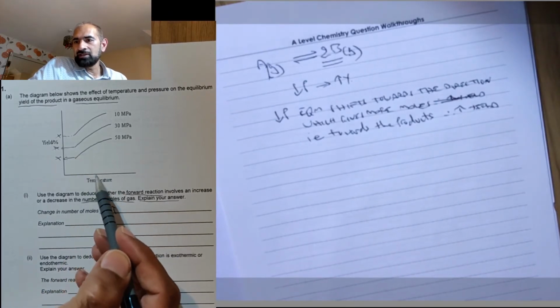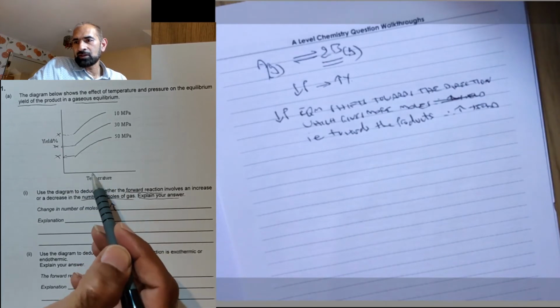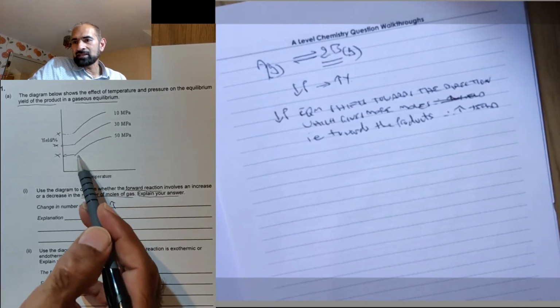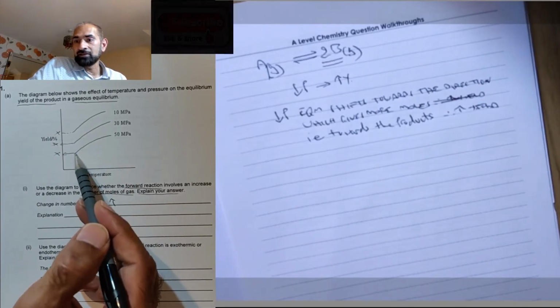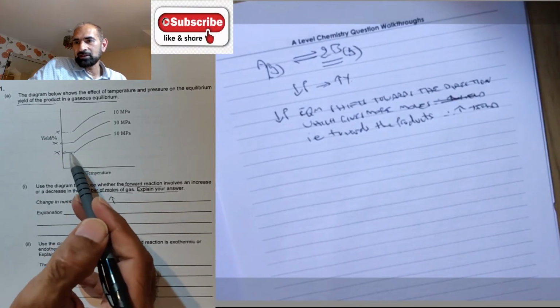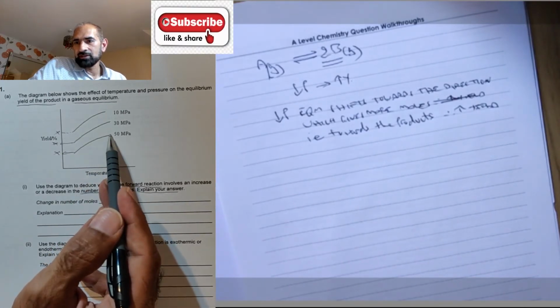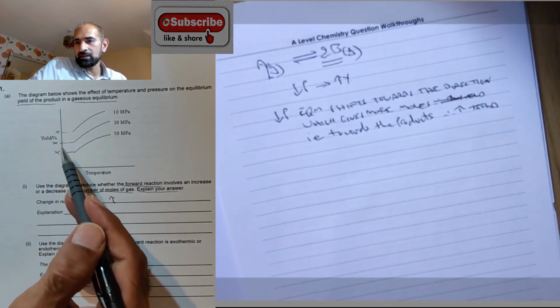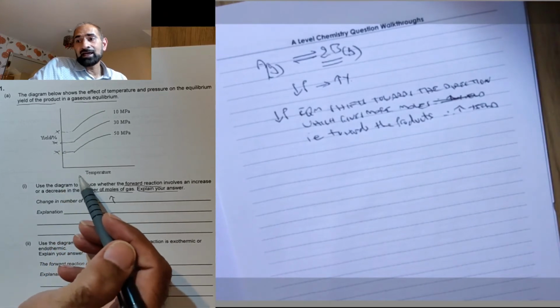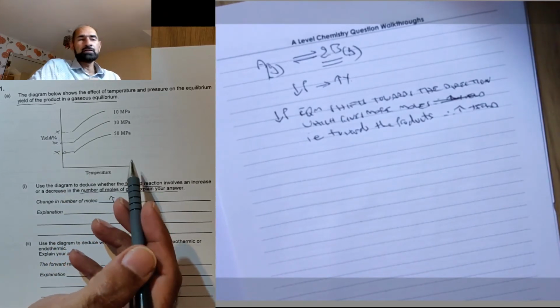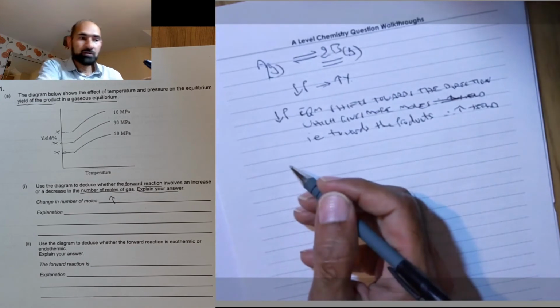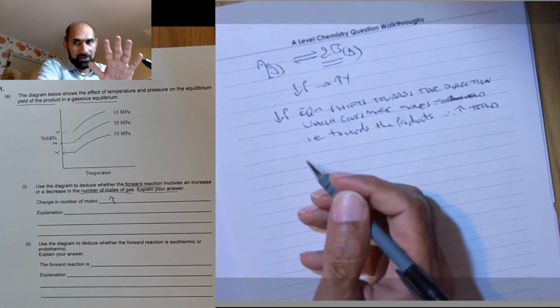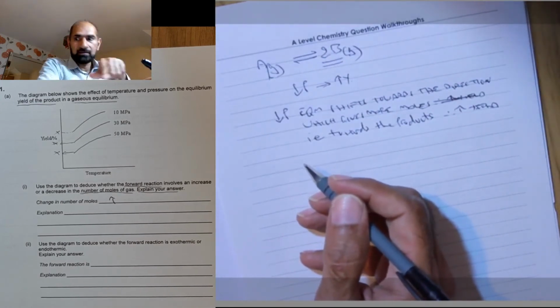As you're increasing the temperature, going across like that, the yield is increasing. Before, at lower temperature, the yield was that much. At higher temperature, looking at this 50 megapascals, the actual yield is higher. So as you increase the temperature, the yield increases. So what does it say about the forward reaction? I'm going to look at the explanation first, and then I'll come to the actual answer.